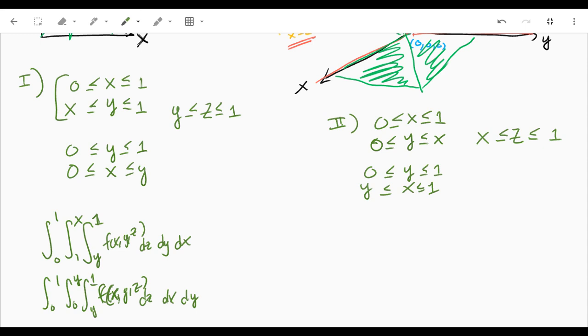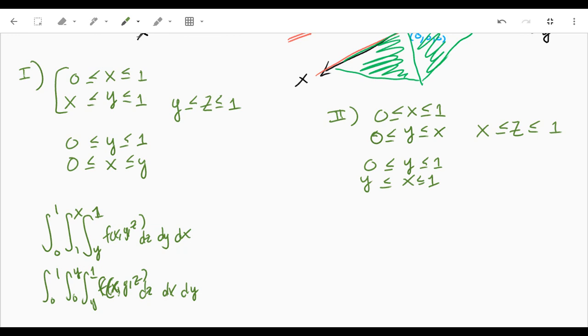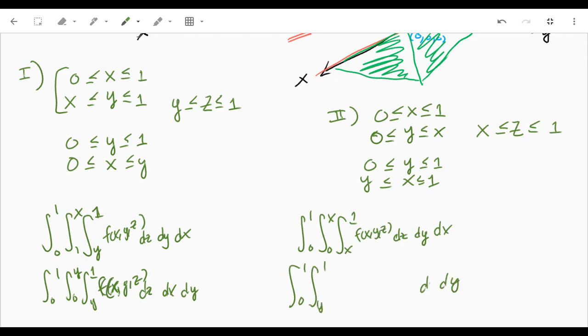And then we'll have the two ways for region 2. I think I got it. I think it's good. Let me know if I made a mistake here. Region 2, we can write from 0 to 1 dx, 0 to x dy, and x to 1 dz. And then 0 to 1 dy, y to 1 dx, and x to 1 dz.